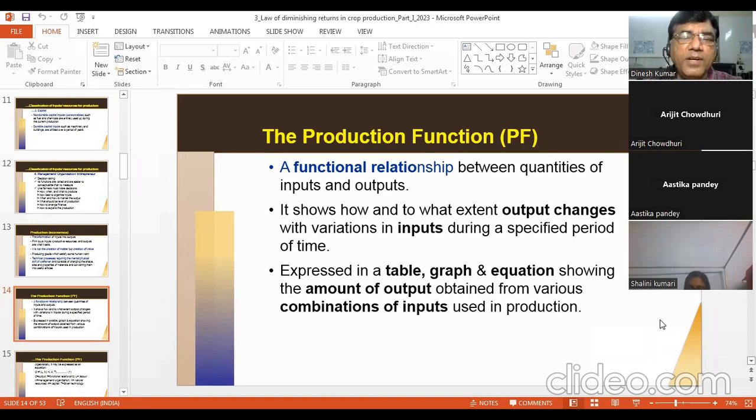So normally when we define the law of diminishing returns or law of variable proportions, we keep most of the inputs fixed and only vary one input. Then we take out the productivity and other economics of that particular variable or input.